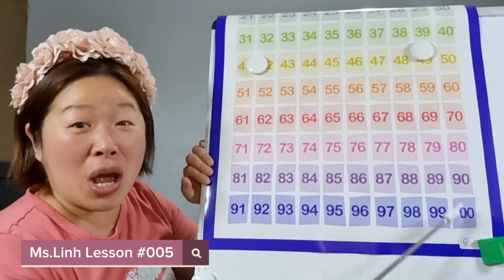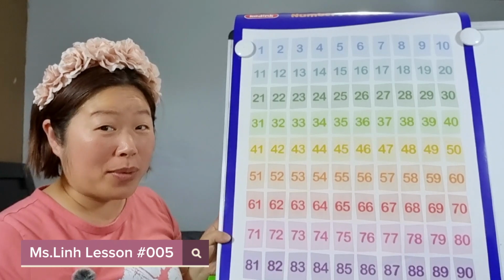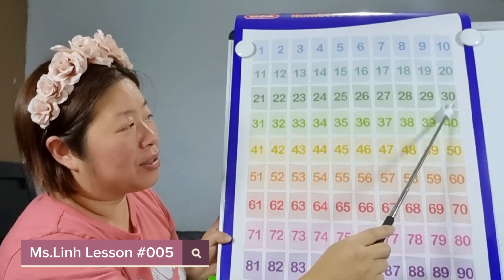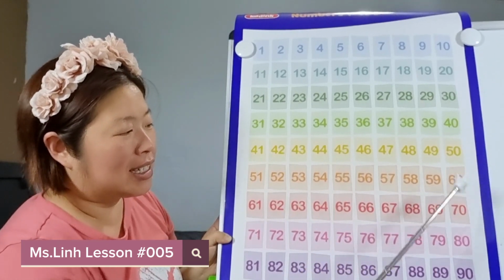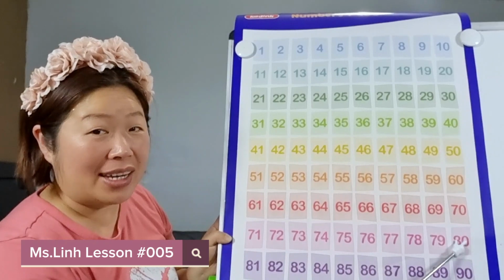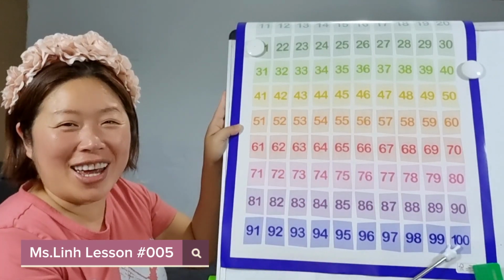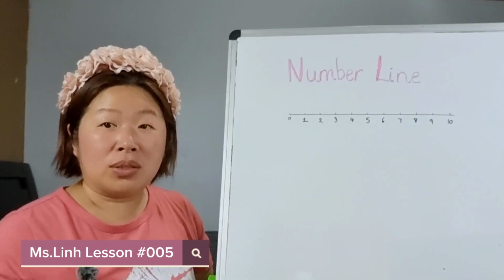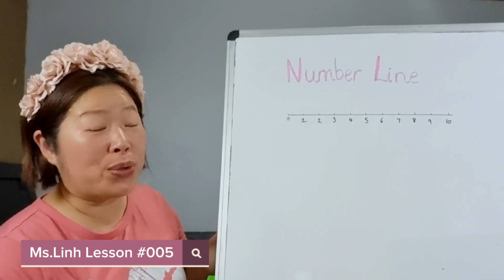Very good. One more time. Okay, you ready for one more time? So big. 10, 20, 30, 40, 50, 60, 70, 80, 90, 100. Very, very good. So today I want to show you something new.